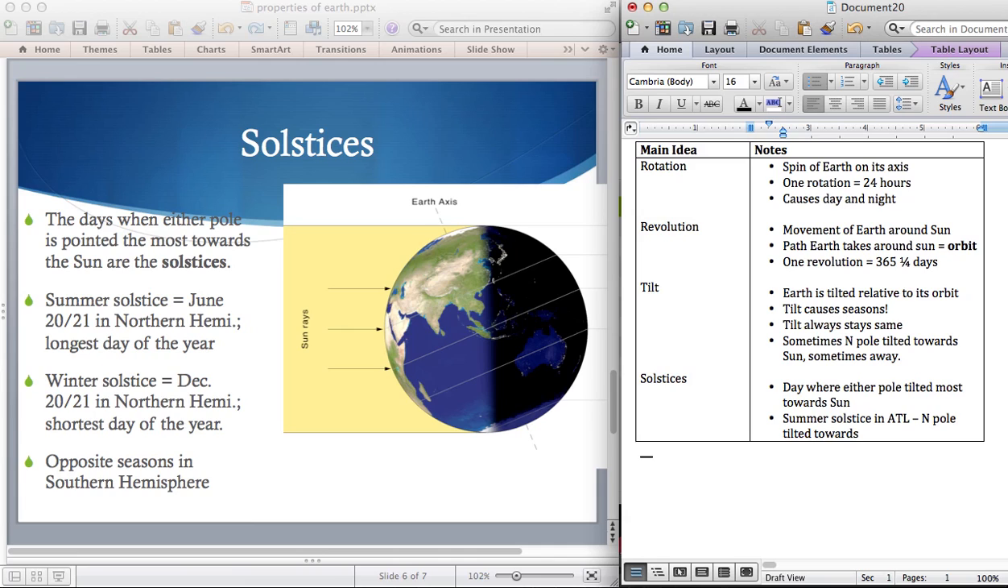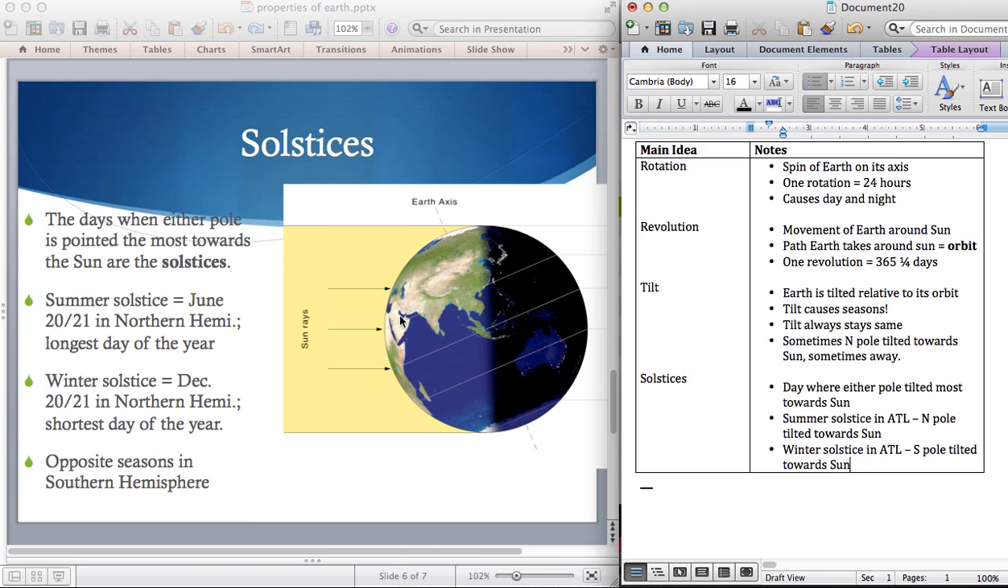Our winter solstice would be when the South Pole is tilted the most towards the Sun. All right. And the cool thing is we get opposite seasons in the southern hemisphere, right? In this picture you can see the sun's rays coming in from the left. The North Pole right up here is tilted a lot towards the Sun. It's getting much more direct sunlight, so it's going to get a lot more heat.